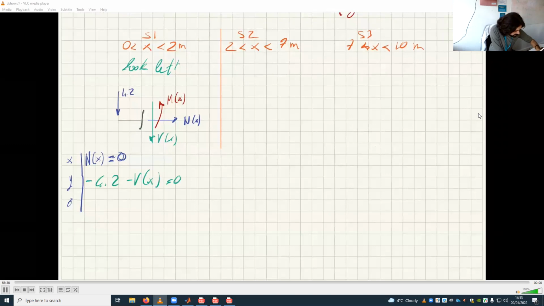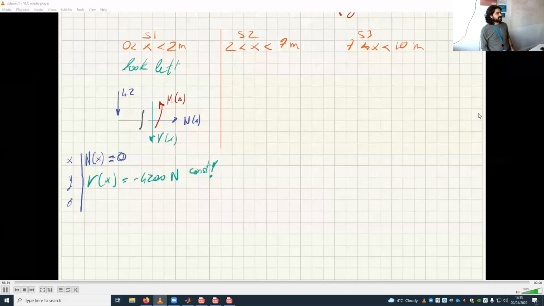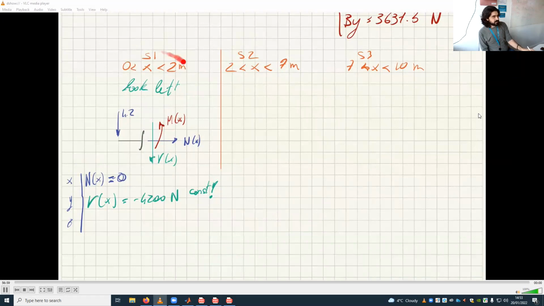So let me draw this exactly as it is. V of x is minus 4,200 newtons. Constant. It doesn't depend on x. It doesn't matter if I am at 0 or at 2. So this segment is only valid between 0 and 2. If I'm at 0, V of x is minus 4,200. If I'm at 1, minus 4,200. If I'm at 2, minus 4,200. Doesn't matter because it's constant.